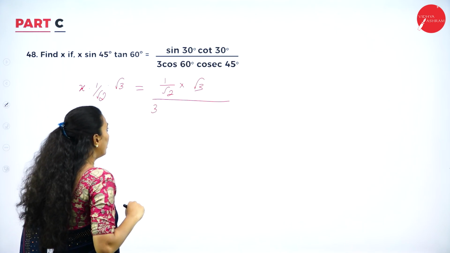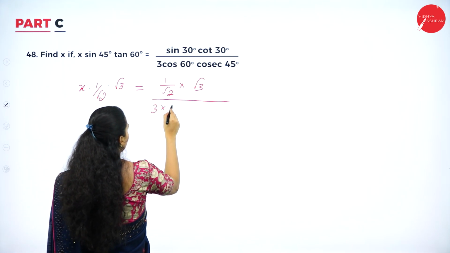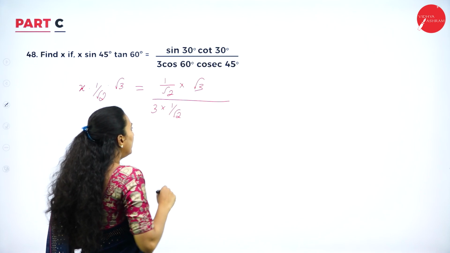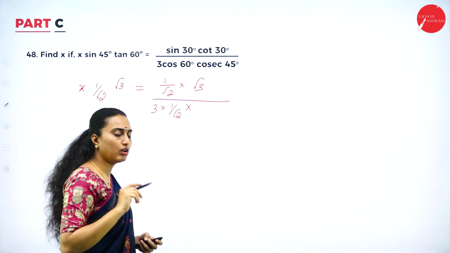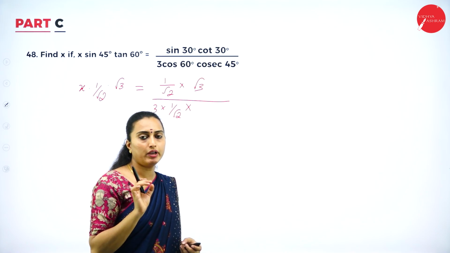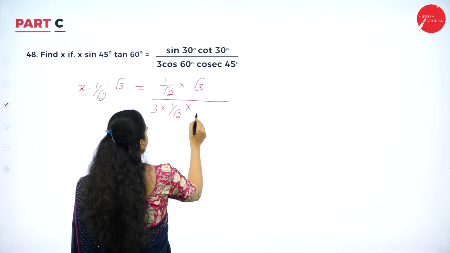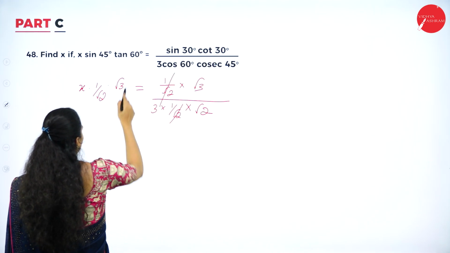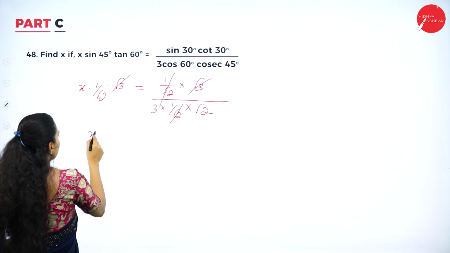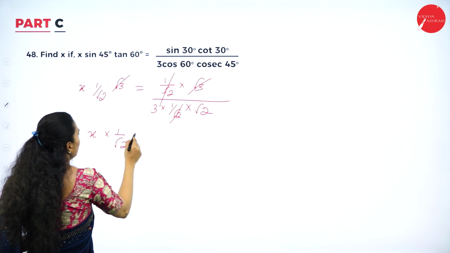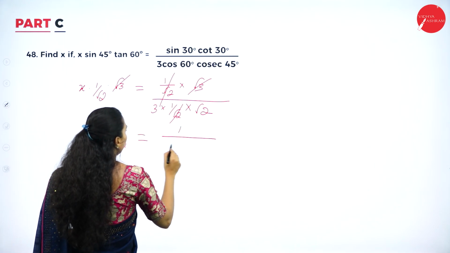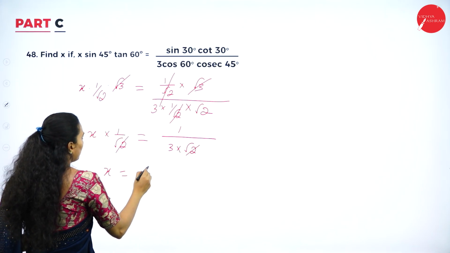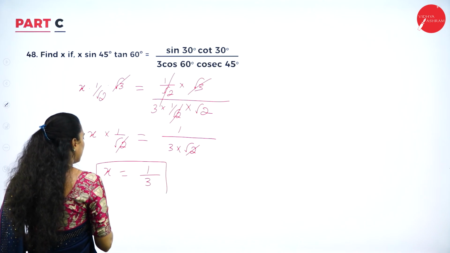degrees, which is nothing but 1 by root 2, correct. Cos 60 degrees is 1 by root 2, into cosecant 45 degrees. Now you have sine 45 degrees 1 by root 2, cosecant 45 degrees root 2. So here you can cancel this 1 by root 2, 1 by root 2. Again you can cancel this root 3. So remaining is x into 1 by root 2 is equal to 1 divided by 3 into root 2. Now you can cancel root 2. So x is equal to 1 divided by 3, that is your answer.